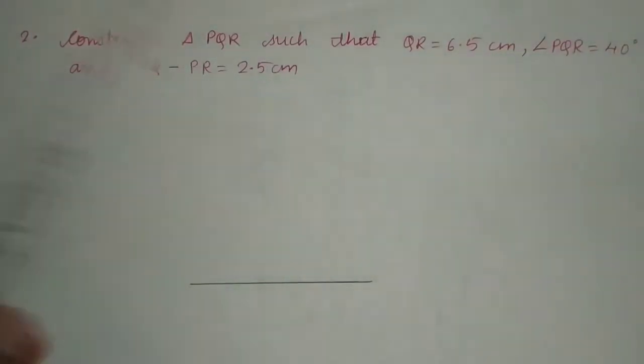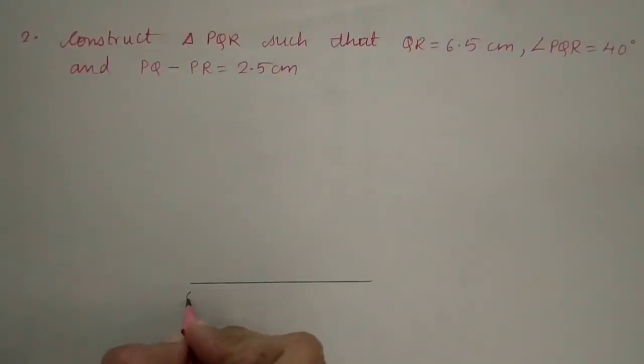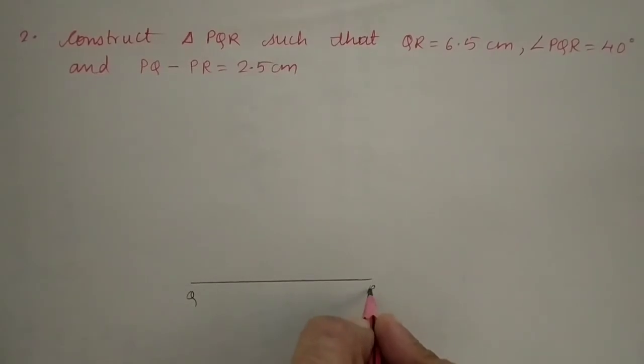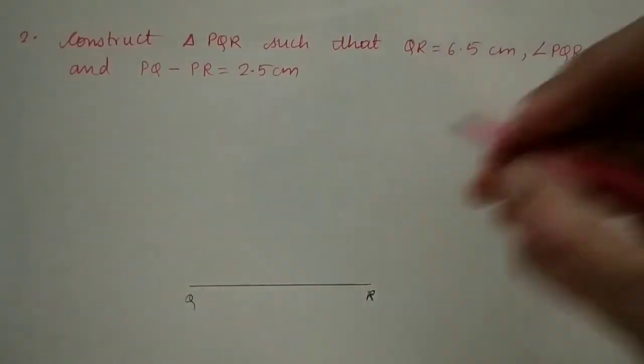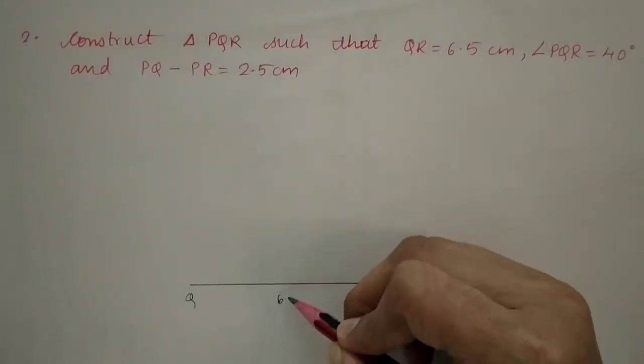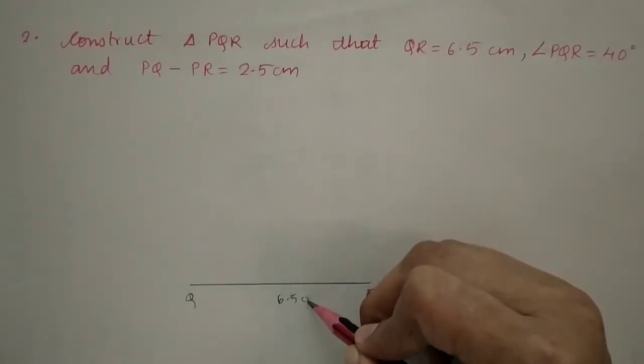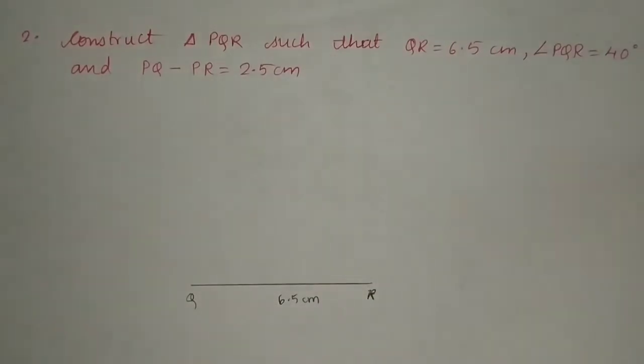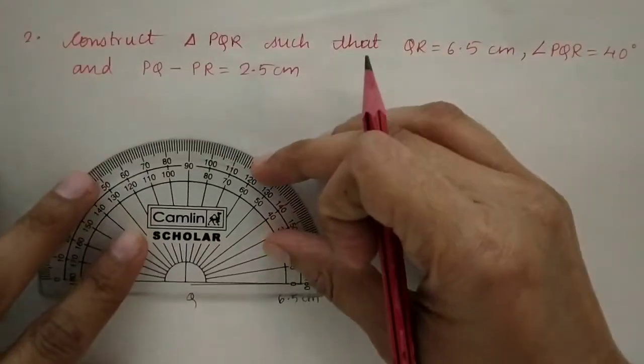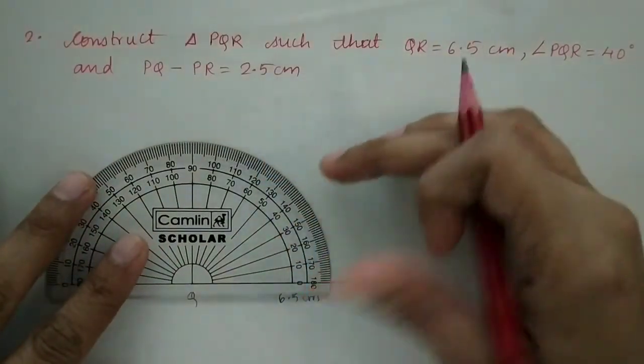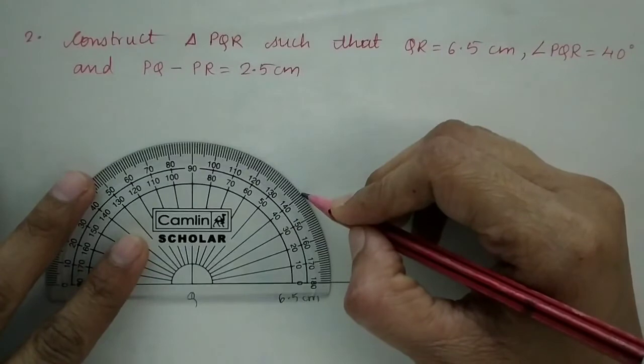This is 6.5 and we name it as Q and R. Then we write down the length of it, which is 6.5 centimeter. After this we'll be drawing angle PQR of 40 degrees. So we'll be placing this here on Q and we'll be drawing this of 40 degrees.